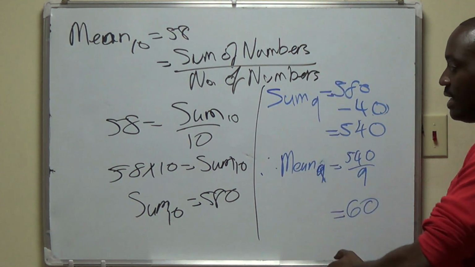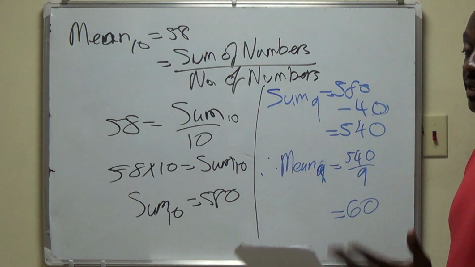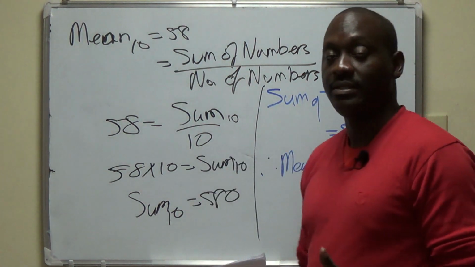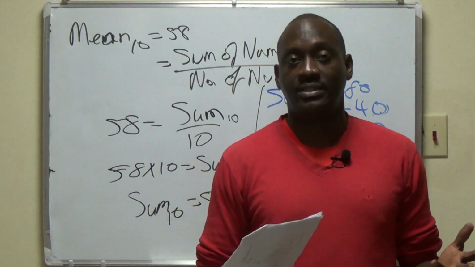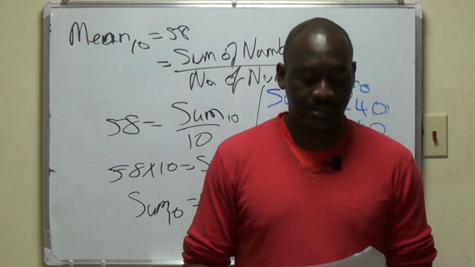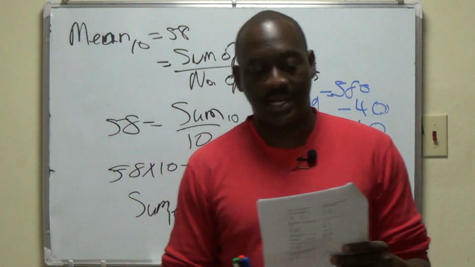Again, you don't need a calculator to do these things, provided of course that you know your tables. 9 6s are 54. So there's only one thing that 540 divided by 9 could be, which is 60. So that the answer in this case would be answer B.